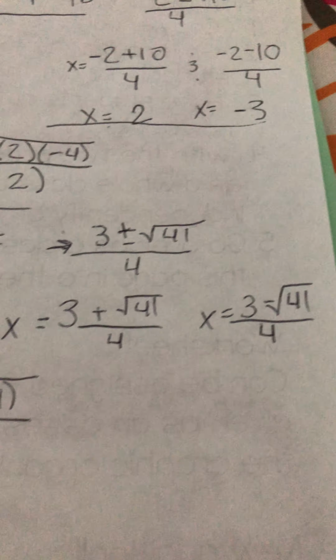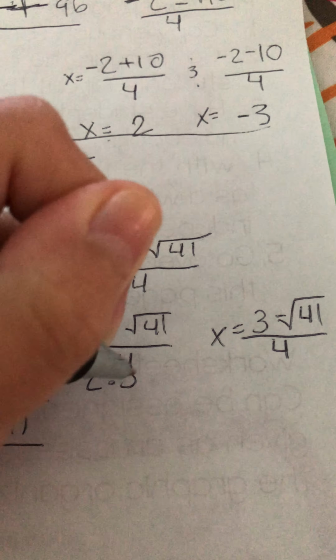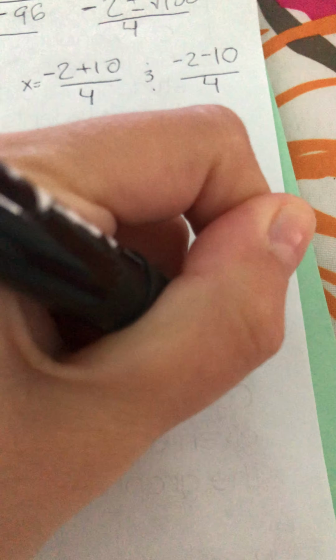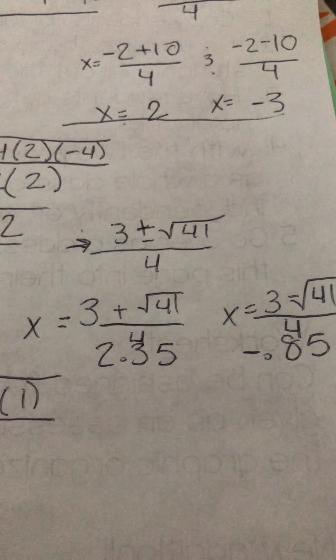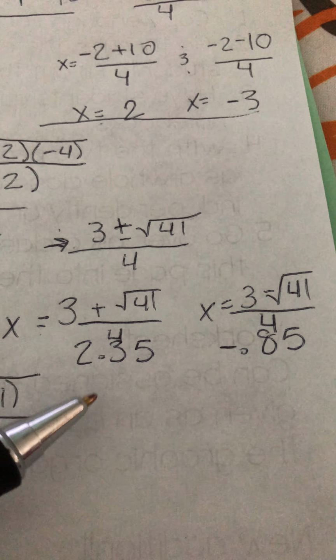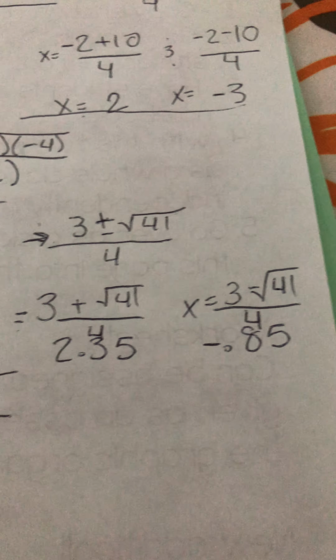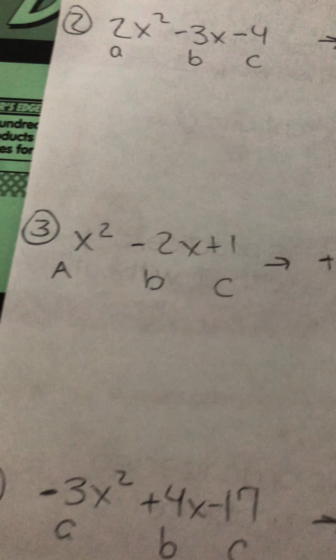Or you could plug this into a calculator. If you plug it into a calculator, you should get 2.35 for this one and negative 0.85 for this one. So any of these three answers are correct. All right, let's move on.